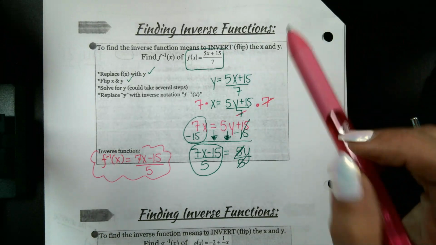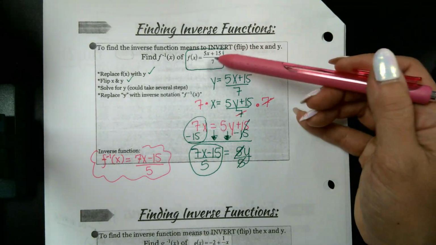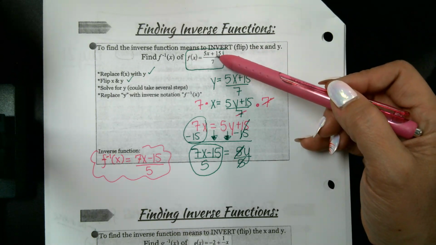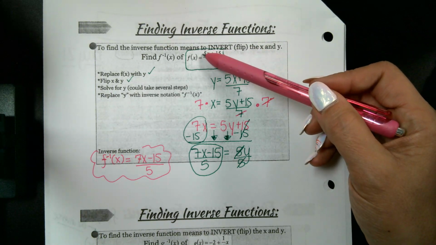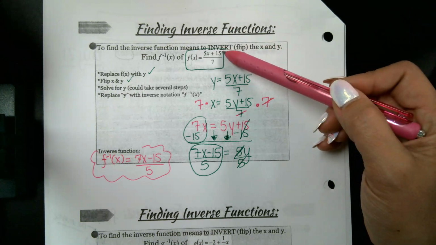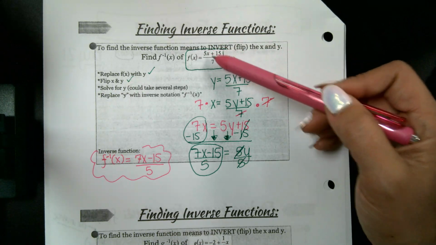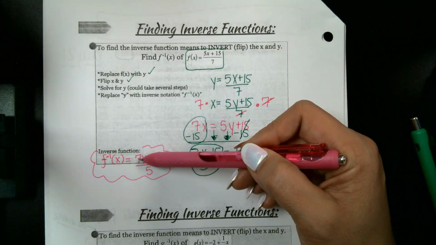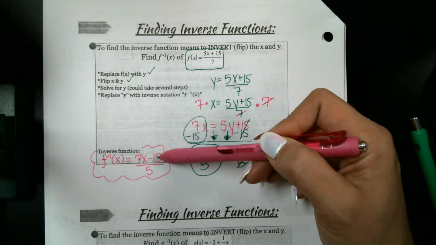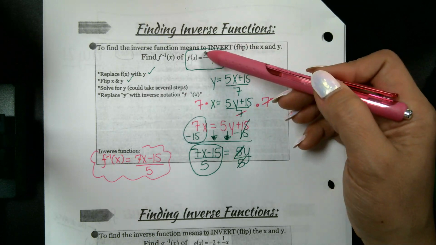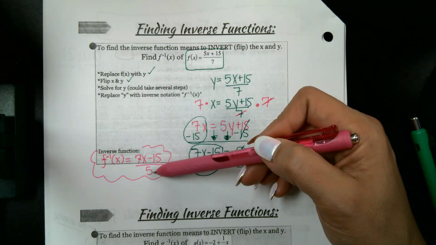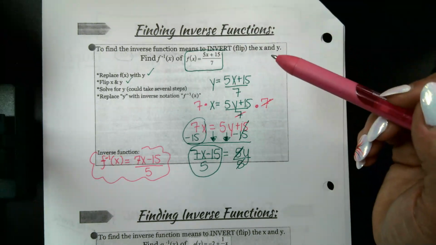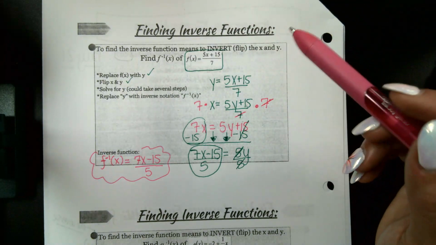And like I mentioned before, if you guys just look at the original and you compare it to what we ended with, look at my original. I had x times 5 plus 15 divided by 7. So in my final answer, instead of dividing by 7, there's a times 7. Instead of adding 15, there's a minus 15. And instead of times 5, there's a divided by 5. So if you compare your answer to the original, it should be the complete opposite as far as the operations go.